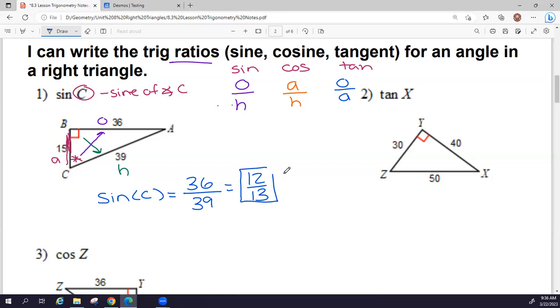So these trig ratios, sine, cosine, tangent, all they are is a relationship between two of the sides in a right triangle. And so this is the ratio that these two sides are going to be in.